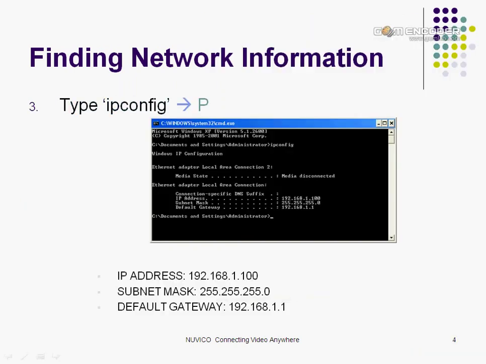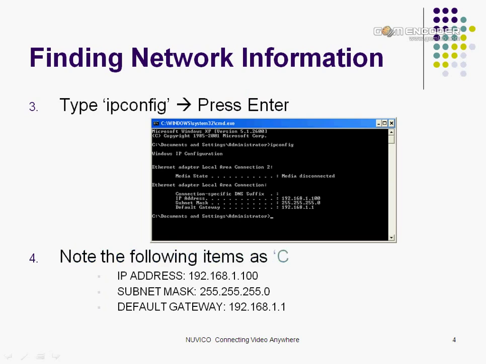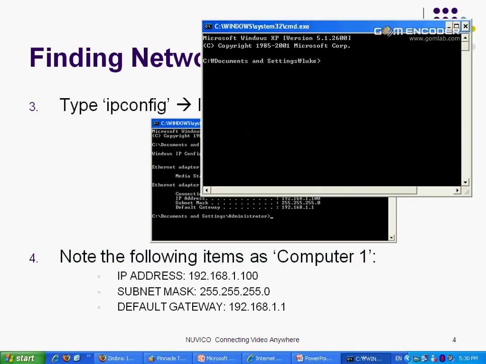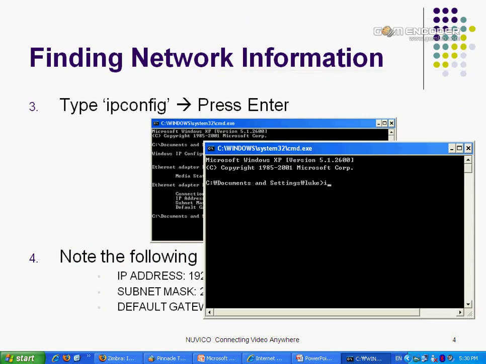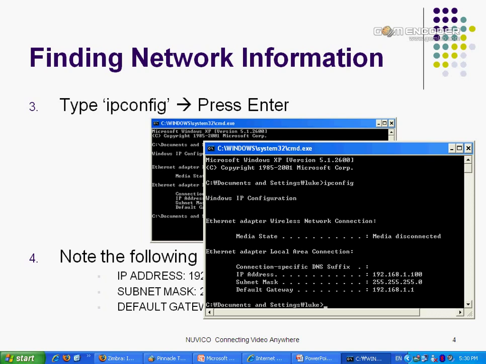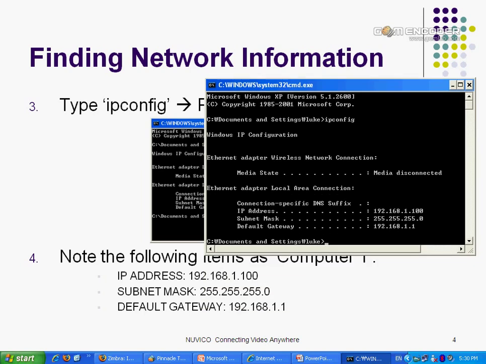Now once you have the Windows MS-DOS mode on your screen, type ipconfig from this window and hit enter. Once you type ipconfig and hit enter, it will give you information about the computer. The information contains the IP address, subnet mask, and default gateway.